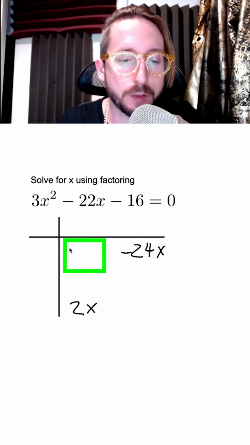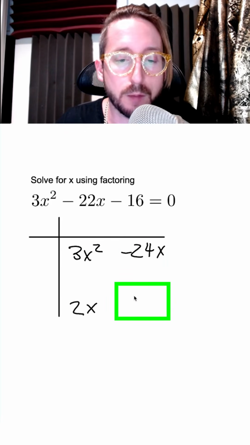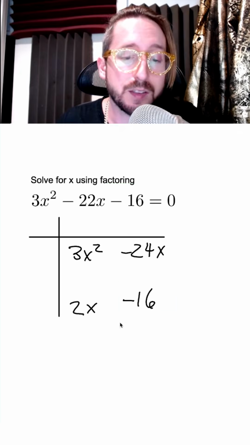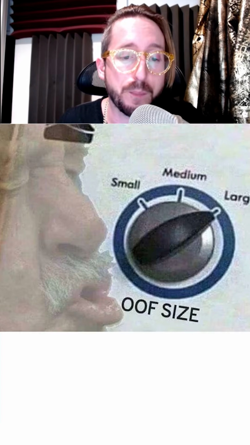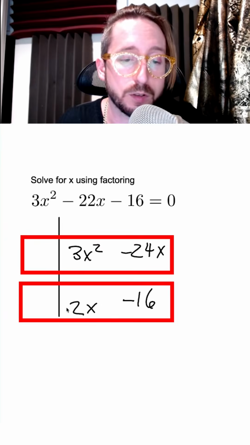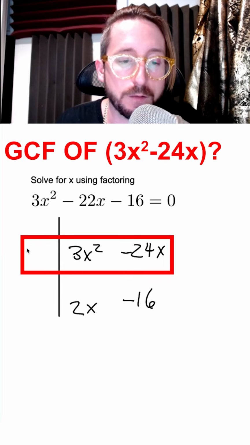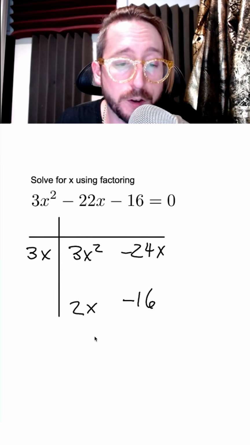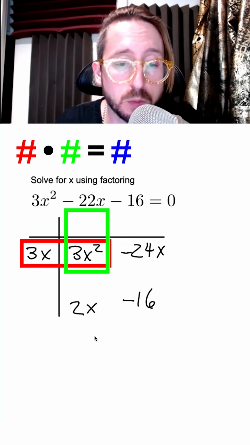On the top left, I'm going to put the first term, which was 3x squared, and on the bottom right, I'm going to put the last term, which is minus 16. This is now a puzzle where all we need to do is figure out what's the biggest thing I can factor out of all the rows and columns. So looking at this first row, I see that the biggest thing I can factor out is a 3x. Now I just need to figure out what numbers need to be in the rows and columns to multiply to the numbers in the middle.